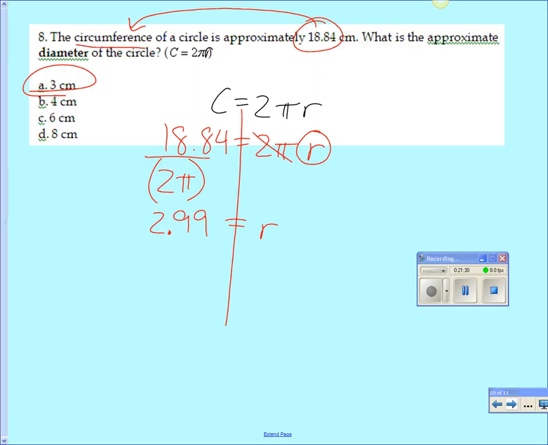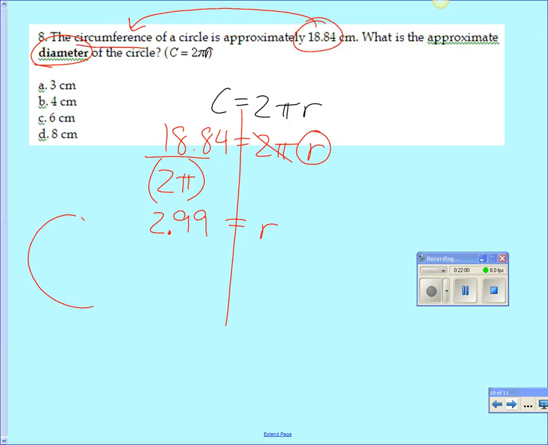What? No. Why is it not? Is it A? It's not A. It is not A. What does R stand for? Radius. So the radius is 2.99. You can round that to 3. What is the question asking?